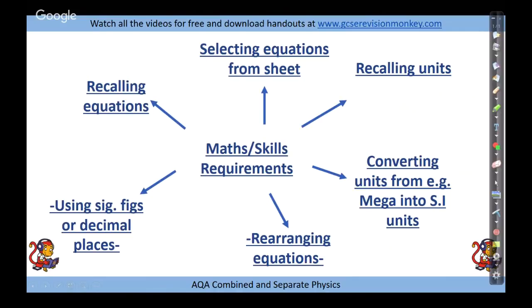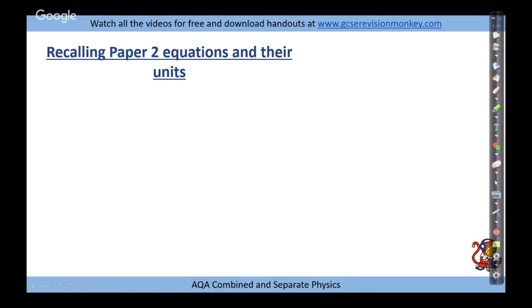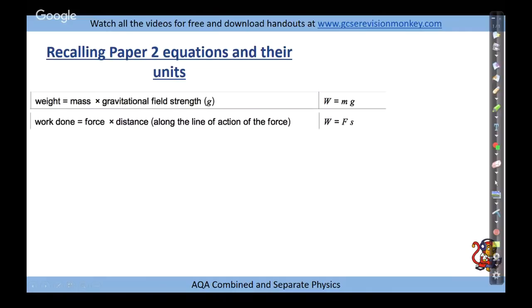Now we're going to go through a few of the maths skills that are needed for this physics paper 2. And we're going to start off with recalling paper 2 equations and their units, a really important part of the topic this. So first equation we come across is weight equals mass times gravitational field strength, W equals m times g. So this is the equation that tells us that mass is not the same as weight, and we're going to have a closer look at that shortly.